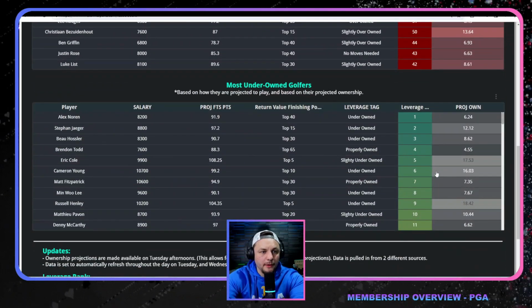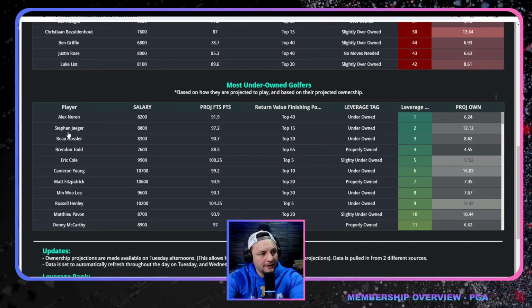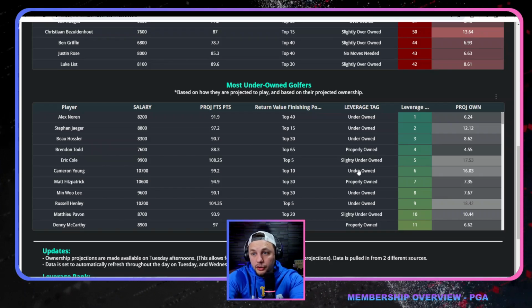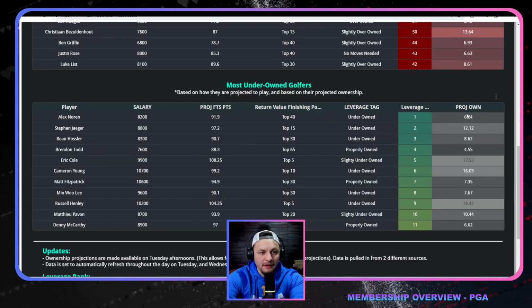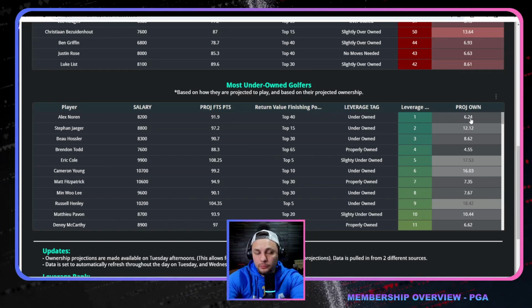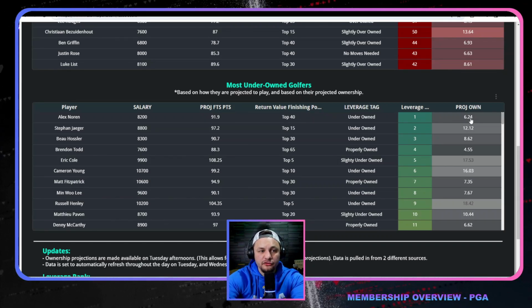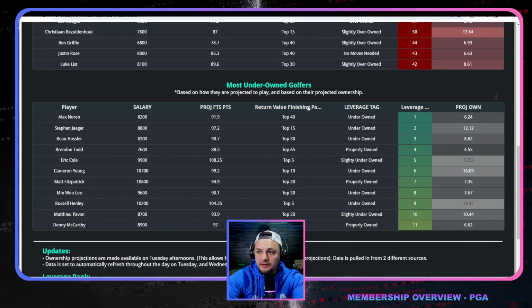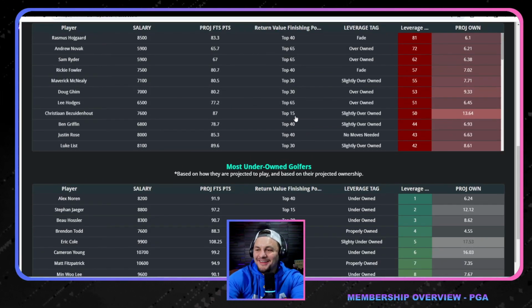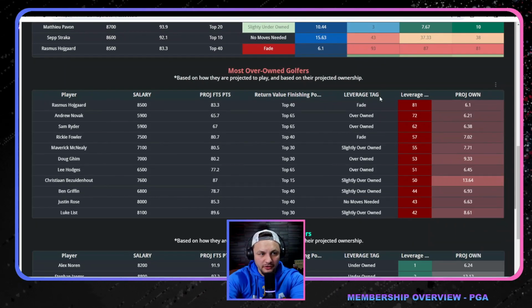And then on the flip side of that, we can look at golfers that are coming in under-owned. Now, Jaeger missed the cut. Eric Cole missed the cut, but for the most part, this was pretty good actionable information in terms of leverage. Like Alex Noren was a clear-cut ownership leverage play this week because he's coming in at under 10%. He shouldn't have been. So we see this return value finishing position. People were valuing him as a top 40 finisher, which was just wrong. Whereas Bezuidenhout, they're valuing him as a top 15 finisher. That is just wrong.